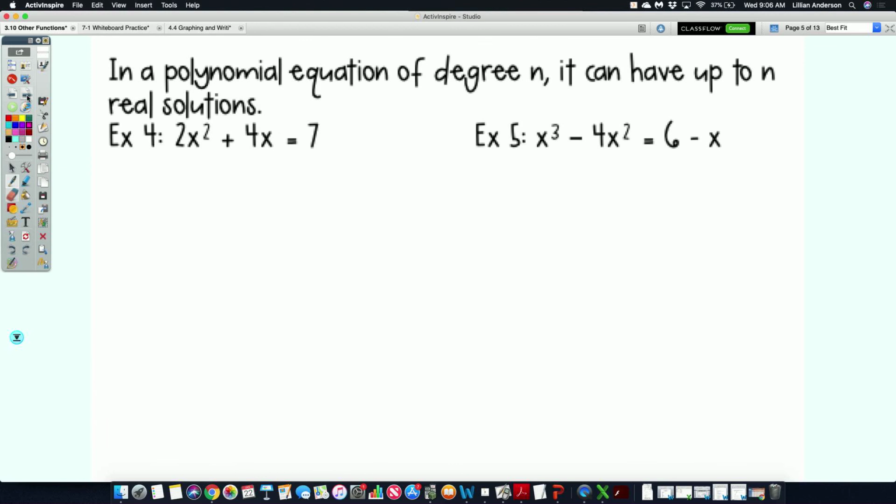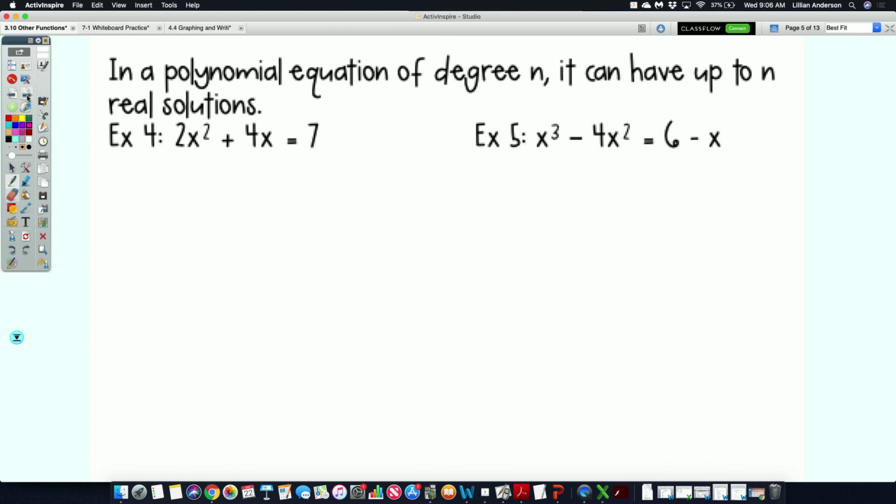Now, in a polynomial equation of n degree, you can have up to n real solutions, okay? So if you have a polynomial that's to a degree of 2, that means you're going to have up to 2 real solutions when you're solving. If n is 3, if your degree is 3, that means you can have up to 3 solutions, all right? So when you're trying to solve a polynomial equation, in example 4, that is a quadratic.